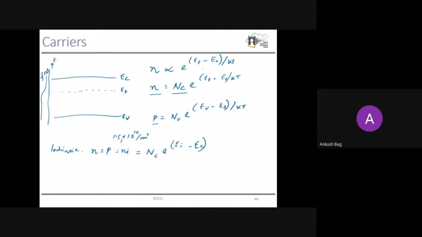So here I mentioned EF because this is an intrinsic semiconductor, and similarly we can write NV, the hole concentration, in terms of EV minus EF divided by KT. Sorry, here I need to mention this KT. If you find I am making some mistake, please let me know. Sometimes it may happen. So this is the form in case of an intrinsic semiconductor.